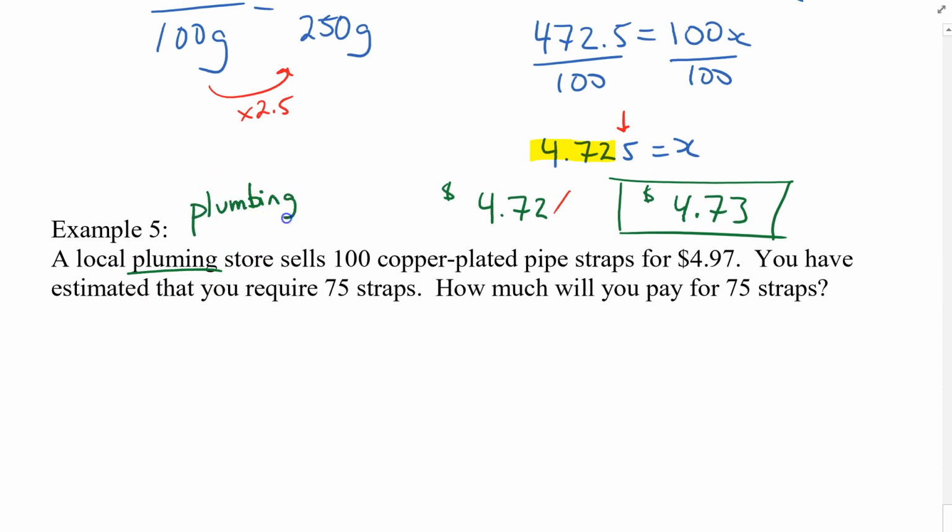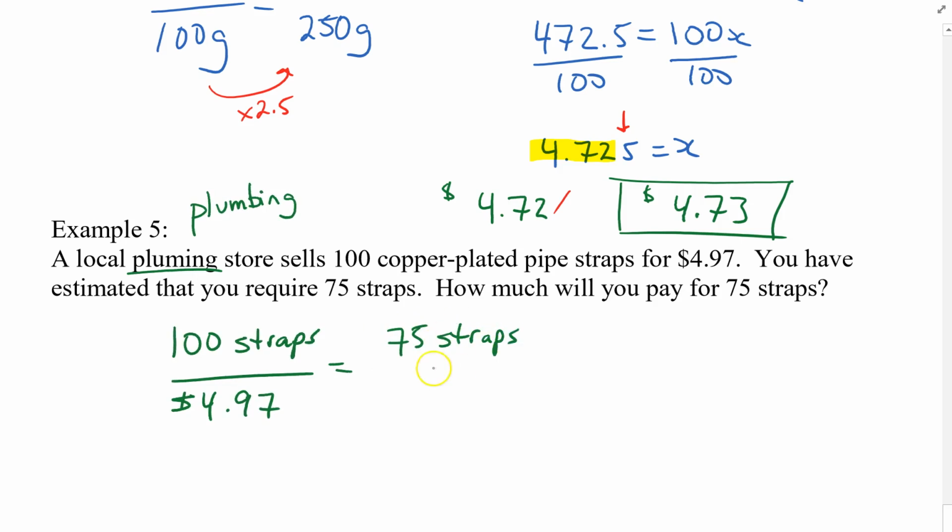Example number 5. A local plumbing store, my goodness, I think it's supposed to be plumbing with a B in there, plumbing store, sells 100 copper-plated pipe straps for $4.97. So it's going to be 100, what are the units for that? Straps, 100 straps for every $4.97. You have estimated that you require 75 straps. Where does the 75 go? Up top. How much would you pay for the 75 straps?